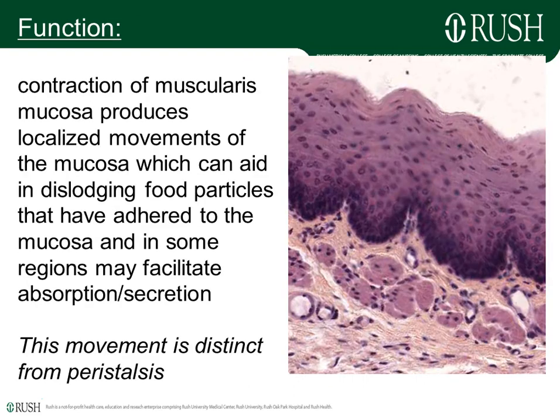Its function is to produce localized movements of the mucosa, which can do a couple of different things. They can dislodge food particles that are stuck or adhered to that mucosa. If you're in an area where you have villi, it can act to separate the villi. It can act to maneuver the glands a little bit. This can all really work towards absorption and secretion functions in a large portion of the tube.